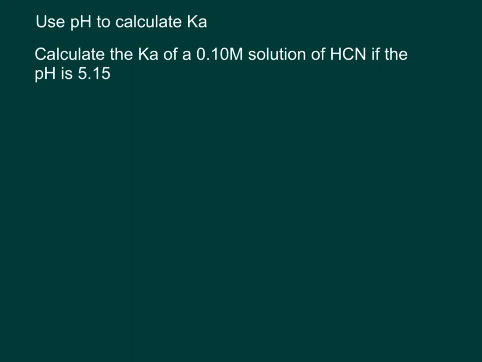Alright, so in this video we're going to do sort of the opposite of what we did in one of the earlier ones, and we're going to work backwards and use the pH to calculate the Ka. We're going to set up the same problem that we did before when we were using the Ka to calculate the pH, except we're going to solve it backwards. It's also a good way to practice problems.